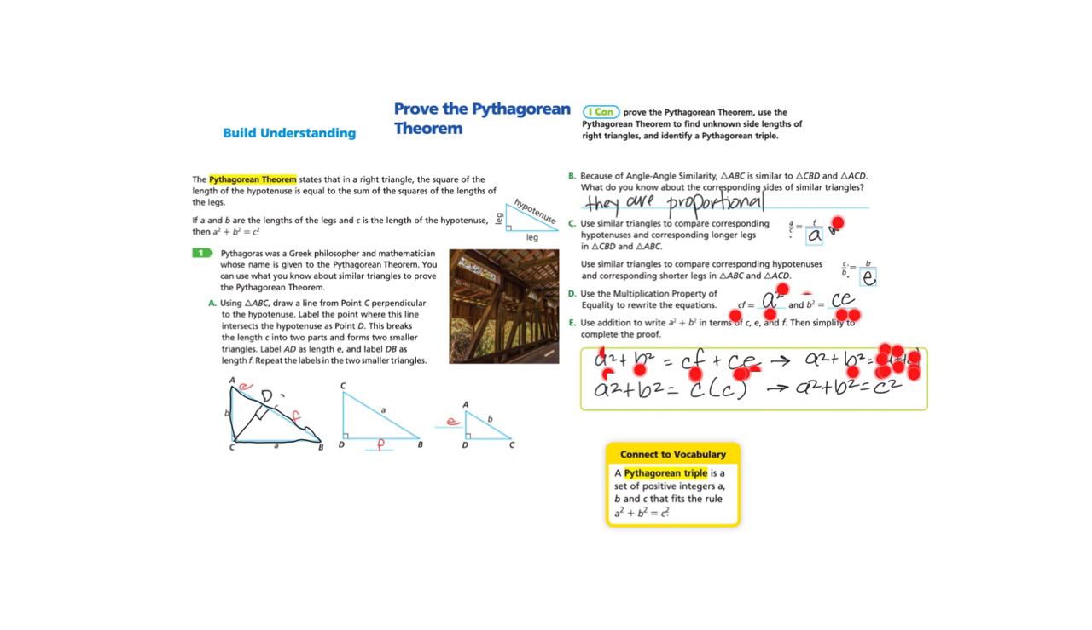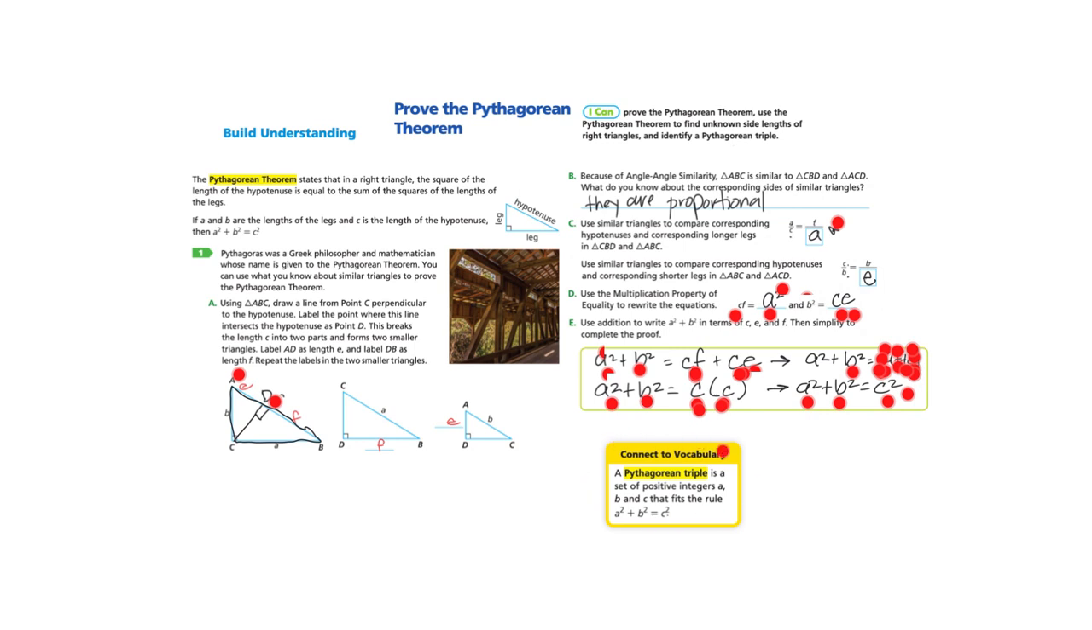Now, because I know that F plus E is the same as C, I can say that A squared plus B squared equals C times C. I just substitute C for F plus E. Then that leads me to A squared plus B squared equals C squared, because C times C equals C squared. And so let's look quickly at this vocabulary.